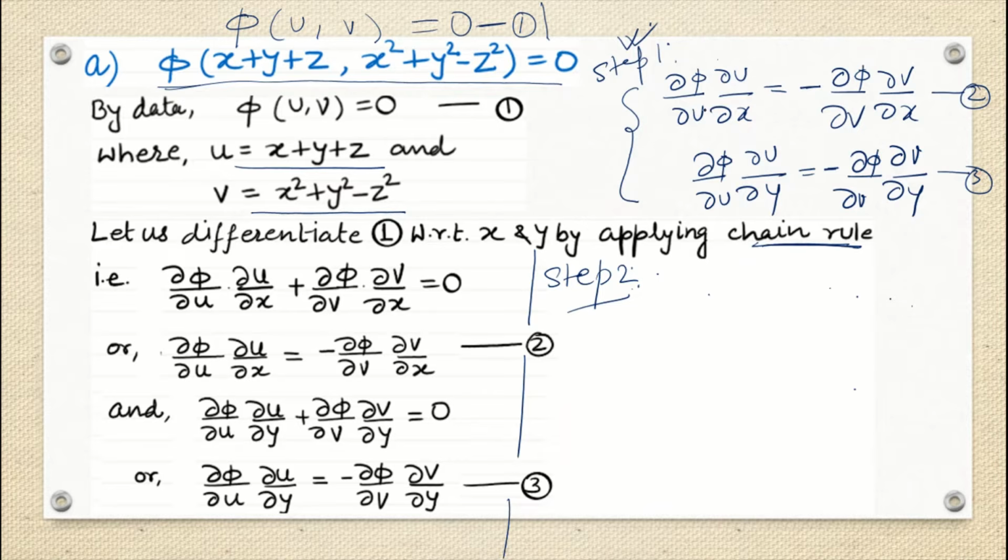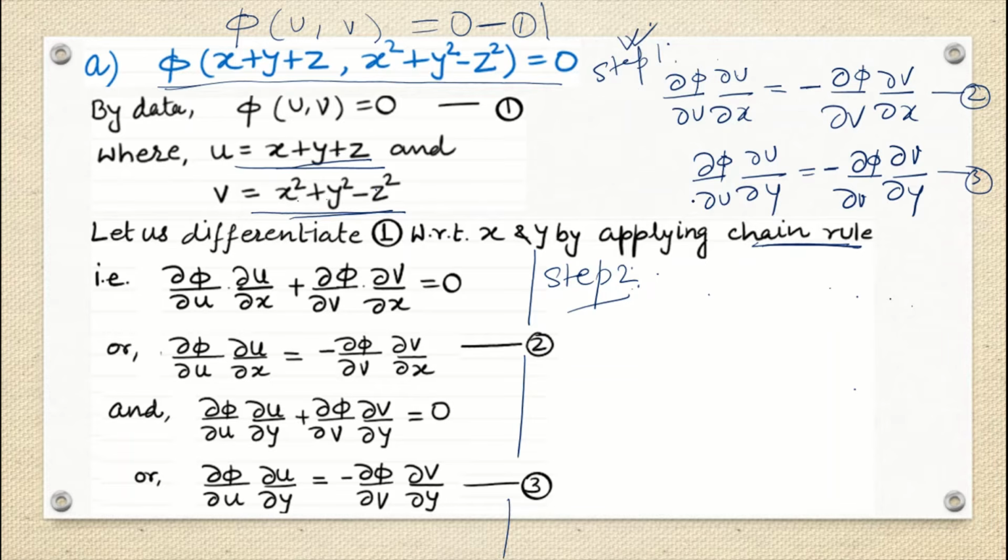Why don't I want phi? Because phi is the arbitrary function, and I have to eliminate the arbitrary function. But I don't have any problem with del by del x of u, del by del y of u, del by del x of v, or del by del y of v. Why? Because u and v are just names given by me right now. This u, v is nothing but x plus y plus z, or x square plus y square minus z square. These are not arbitrary.